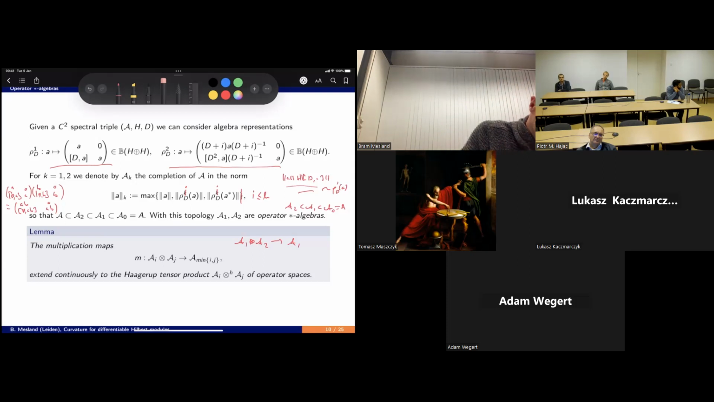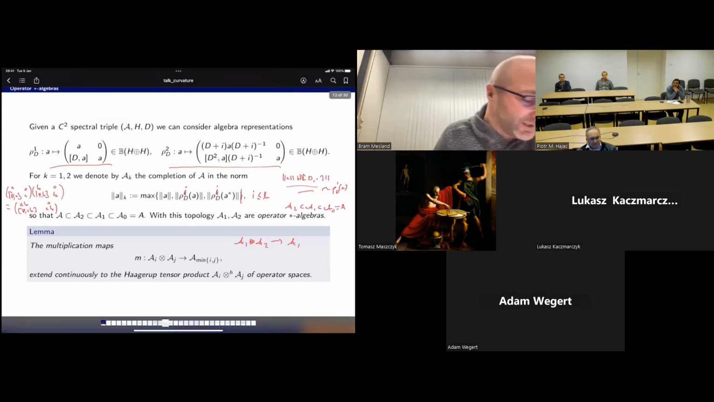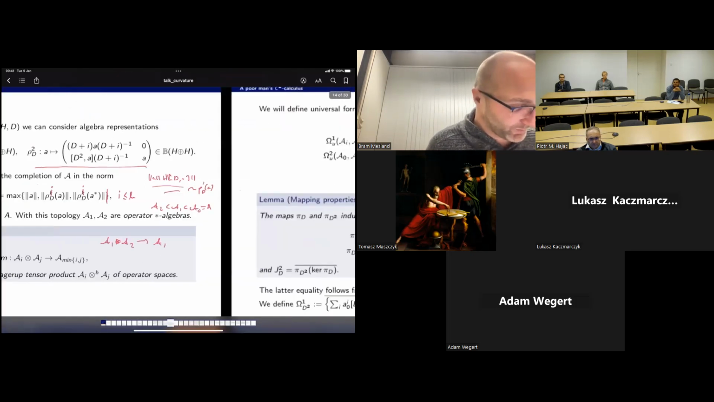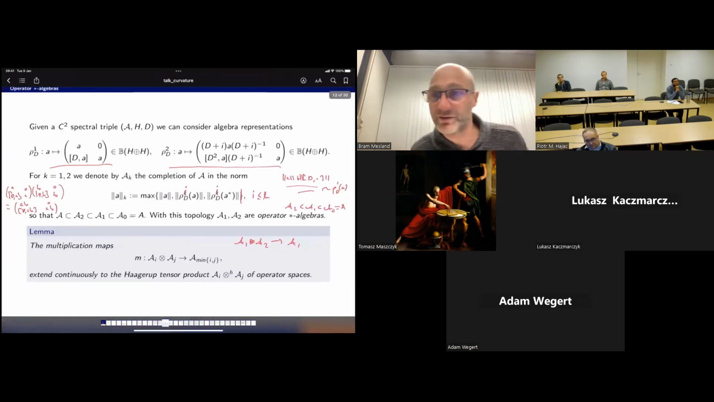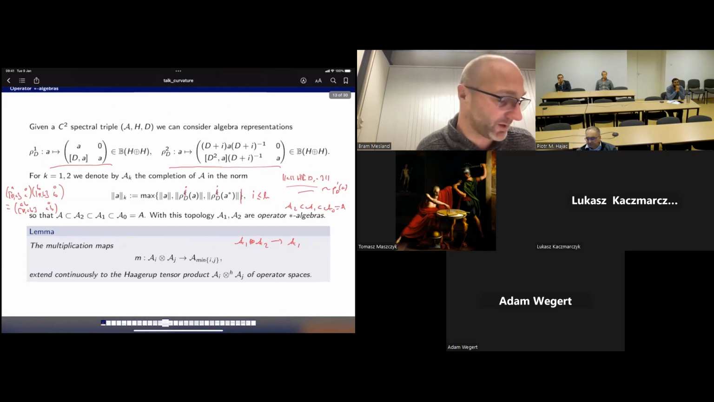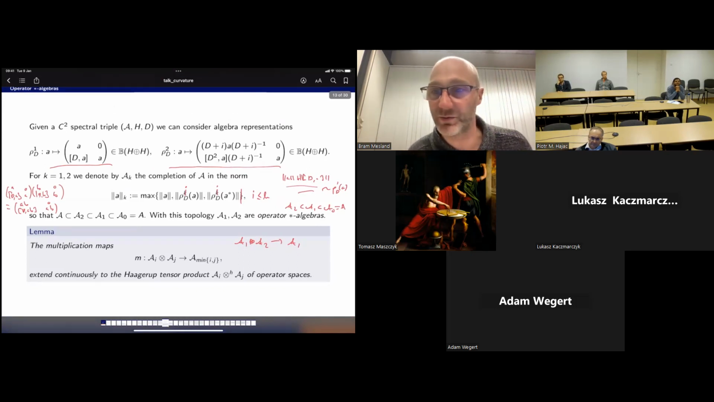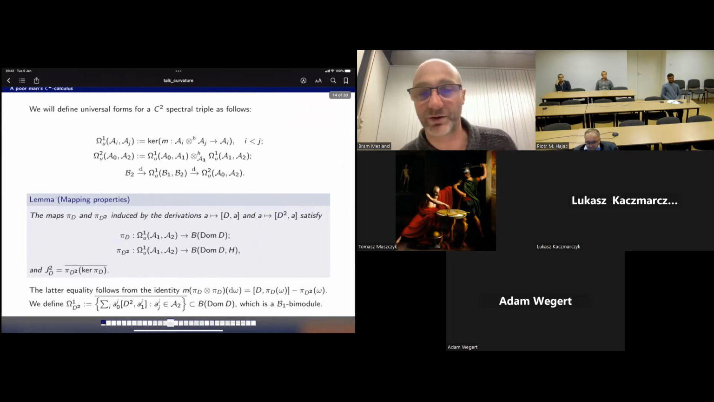I will not say what this is, but there is a completed tensor product that is nicely compatible with this algebraic structure, and that's the Haagerup tensor product. So there is a way to complete the tensor product so that the multiplication map remains continuous and well-defined. That is really the reason for using these operator space topologies. But if you are not familiar with that, you can from now on more or less forget about them. And each time you see this tensor H symbol, you think, okay, that's the right completed tensor product.